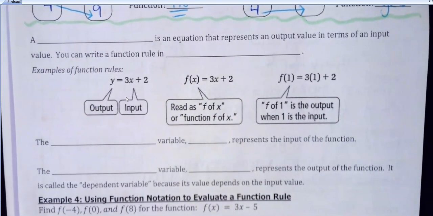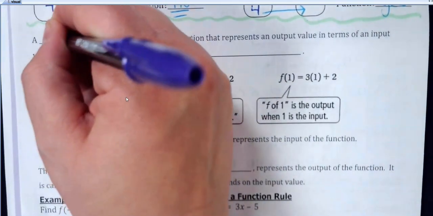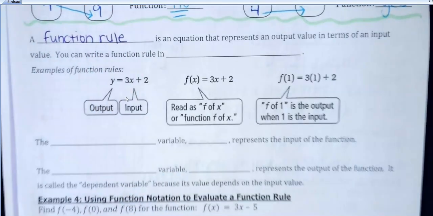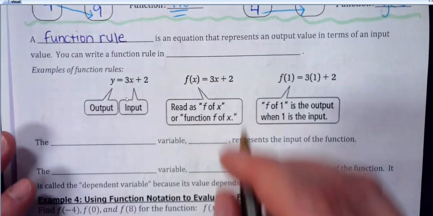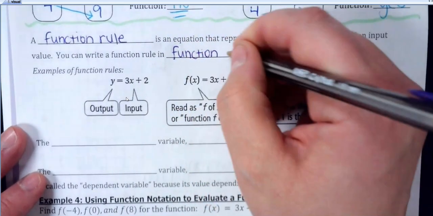So what this is going to say in my blank here, it's going to say a function rule. So function rule is what's going to go in the blank right there. It's an equation that represents an output value in terms of an input value, which we'll do here in a second. And you can write a function rule in what we call function notation.